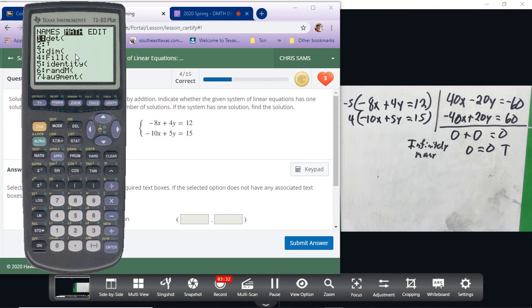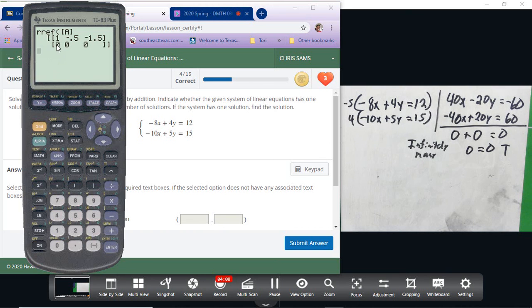arrow over to math, arrow up to RREF, hit enter, and then you're going to do second matrix, and then just hit enter twice. Okay, so notice what we are seeing. One row completely zeros, and the other row, not really sure how they're getting that. They're just saying one is 1 and negative 0.5, you'll get that solution.